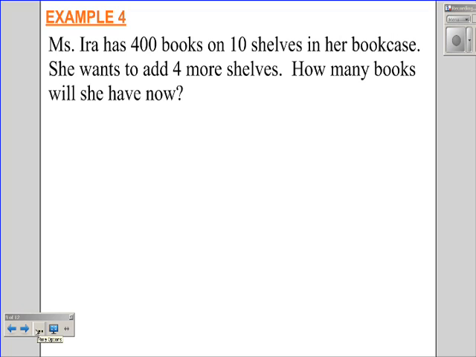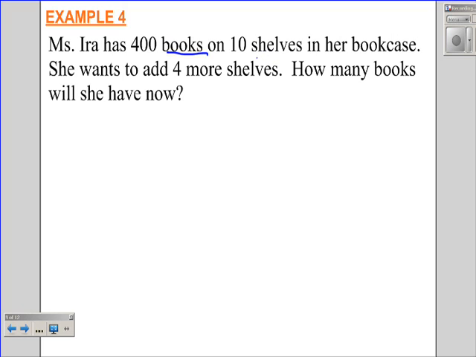So let's take a look at some examples here. So I have some contextual problems. I've got 3 or 4 examples here we're going to go through and set these up for proportions and solve for our unknown amounts. So if I have Miss Ira has 400 books on 10 shelves in her bookcase, she wants to add 4 more shelves. How many books will she have now?